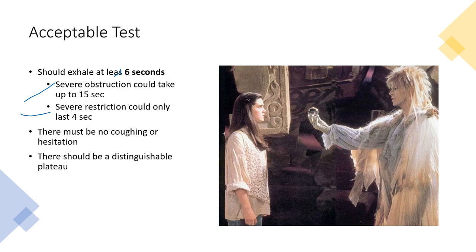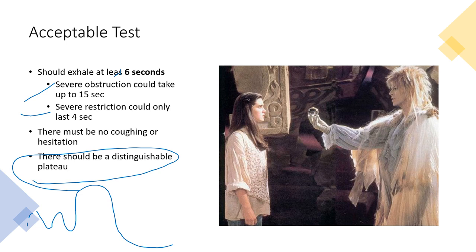At least 6 seconds. There must be no coughing or hesitation. If there's coughing, that throws everything off. Most of the spirometry software will obviously tell you that they've had something going on there. There should be a distinguishable plateau, which shows effort, right? Remember we talked about this: we have to take a deep breath in and a deep breath out and then back up again. There should be a plateau at end inhale and end exhale that shows you got the maximum effort out of their breath.